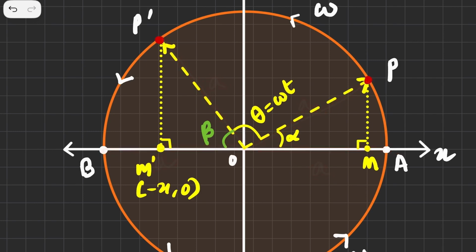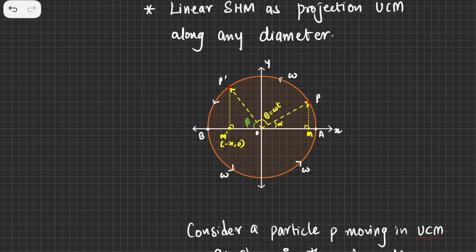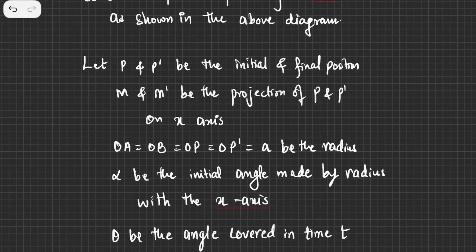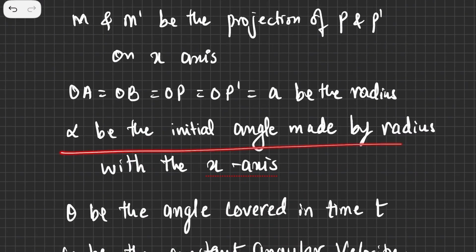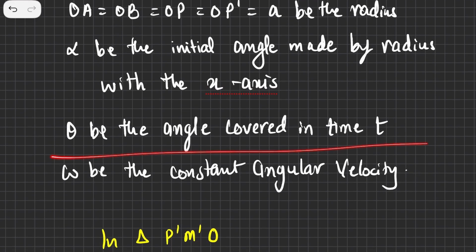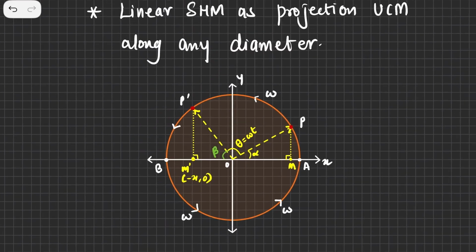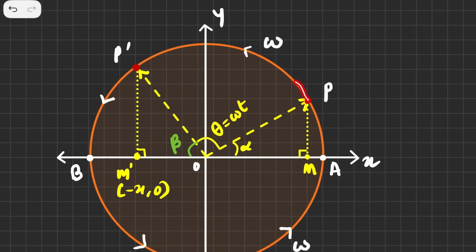Now there is a hidden purpose in writing radius as A and not as R, and we will come to that part very shortly. Alpha is the initial angle made by the radius with the x-axis. Theta is the angle covered in some time. Since the particle is in circular motion, it is moving on the circle, coming from P to P dash. The time required is t.